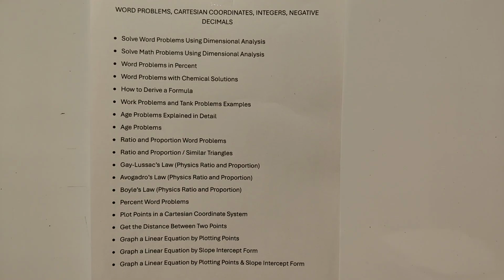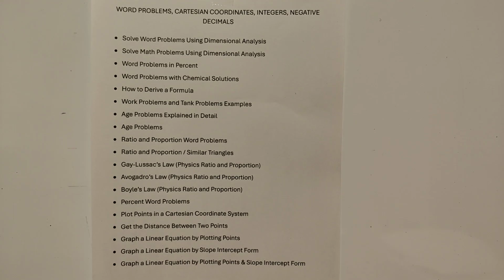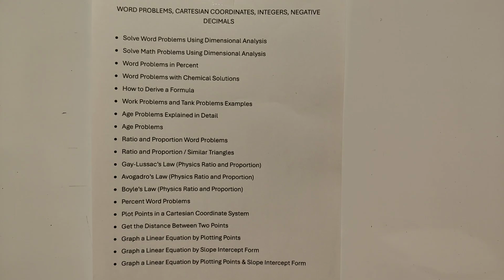The next playlist is about word problems, Cartesian coordinates, integers, and negative decimals. So first is the word problems using dimensional analysis. Dimensional analysis is the inclusion of all the units in the variables and all the data, and it will make it easier to solve and lessen errors, and to make sure that the units are compatible or are the same.